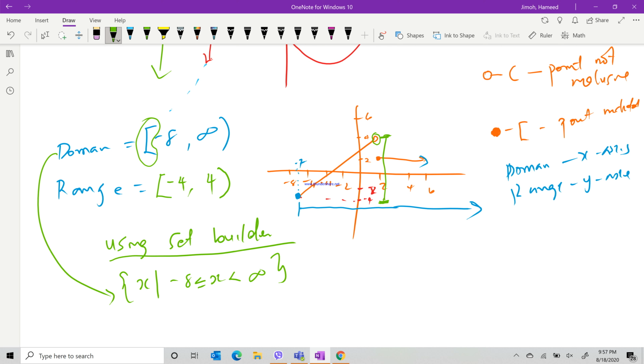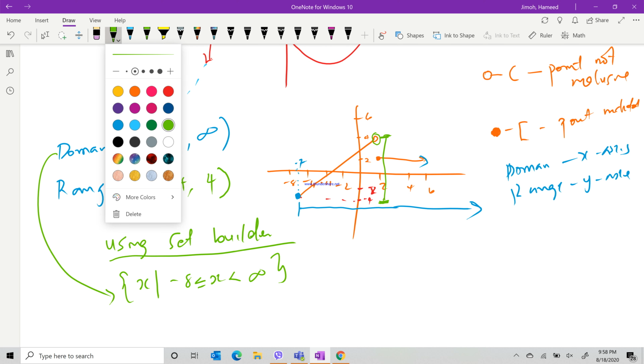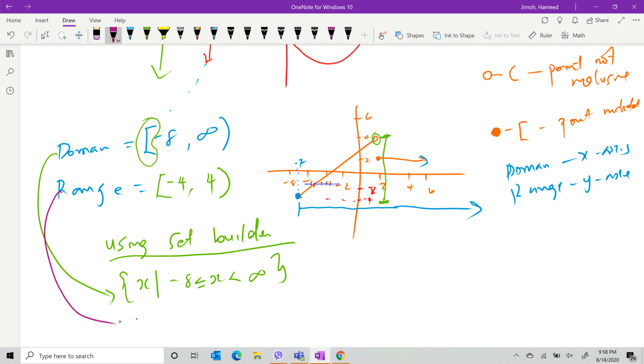So what about the range? Let's find the range using set builder. So the range is just going to be what? Of course, we're on the y-axis, so we will say y, such that we have from -4 to 4, right? Now again, we have a square bracket here, which means that point is inclusive, so I will say less than or equal to, and then of course here we have parentheses, which show that the point is not inclusive, so I'm going to put a strictly less than sign here.